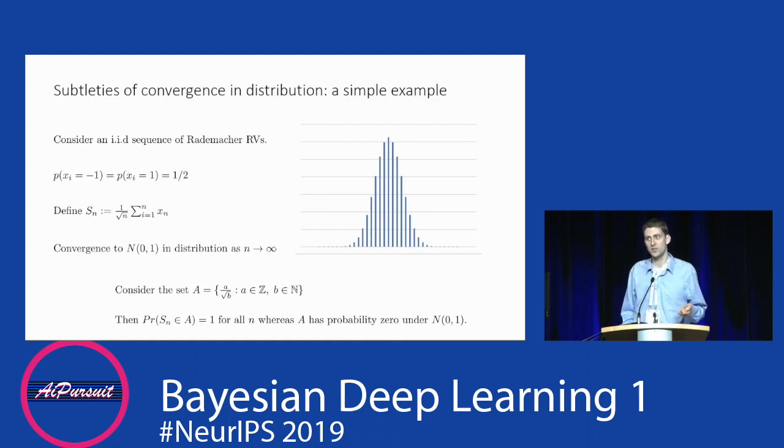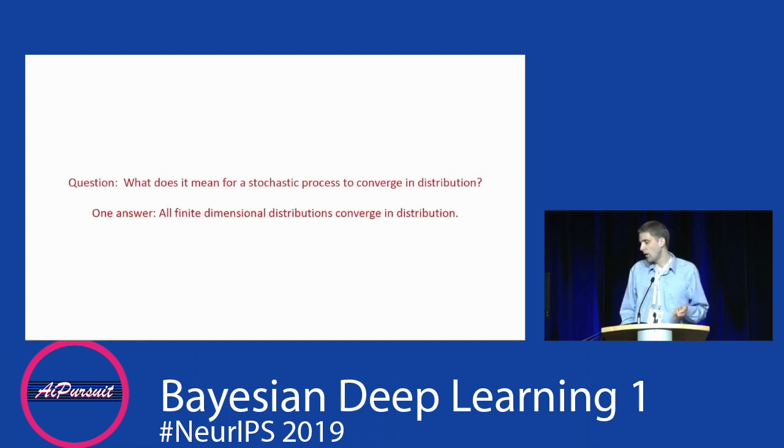So although we have convergence in distribution in this example, there are examples of events that don't converge. It's a subtlety. You have to be very careful with what convergence in distribution actually means. OK, but we don't want to talk about just a single random variable. We want to talk about a stochastic process, an infinite dimensional object. Now, I'm not going to be able to talk about that in great detail, but one reasonable definition of that thing converging in distribution is that all its finite dimensional marginal distributions converge in distribution.